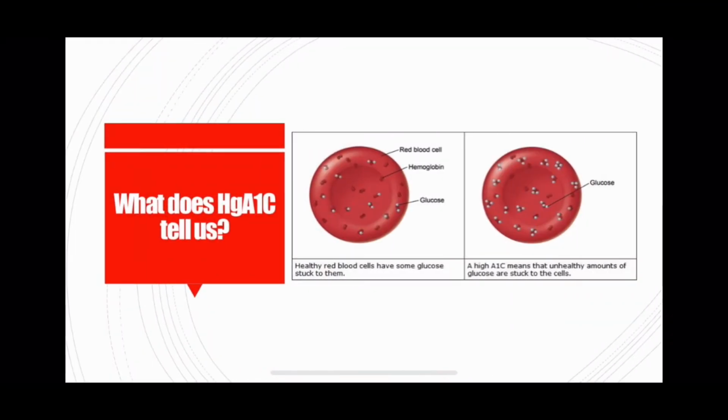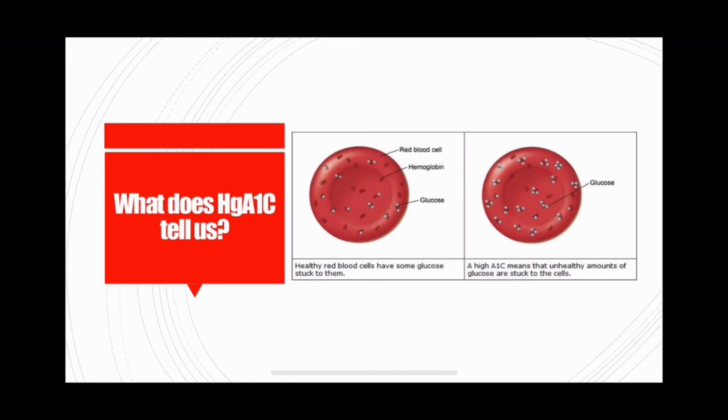So what does hemoglobin A1C tell us? Hemoglobin A1C, glycosylated hemoglobin, measures what percentage of hemoglobin proteins in your blood are coated in sugar. Hemoglobin A1C reflects average blood sugar levels for the past 2 to 3 months. This can be used to tell us how well a patient with diabetes is managing their glucose.